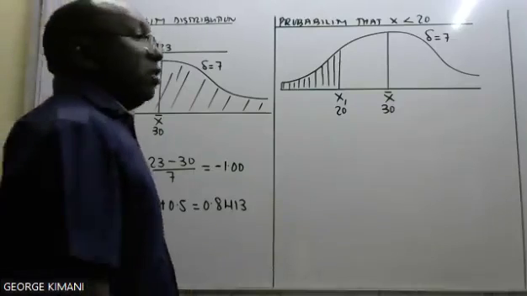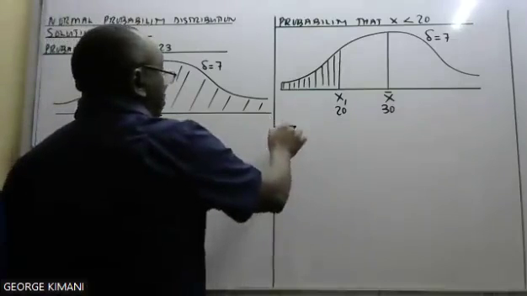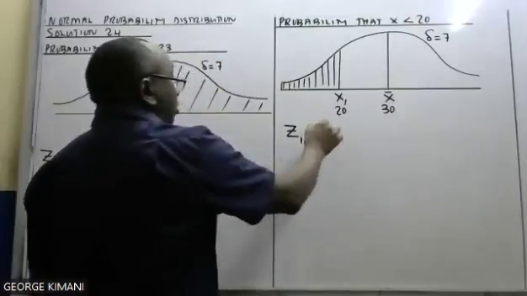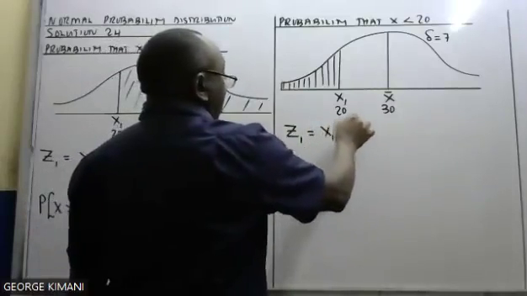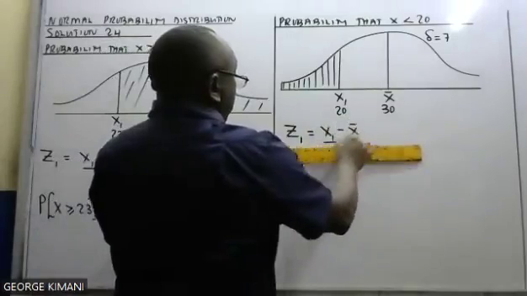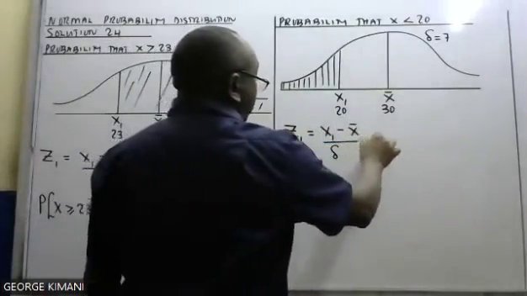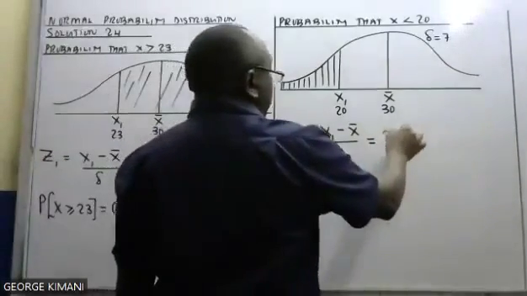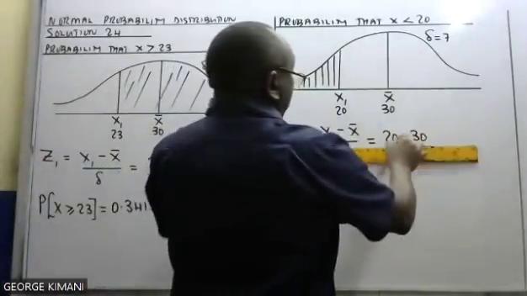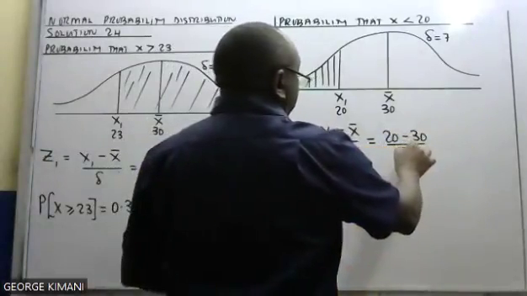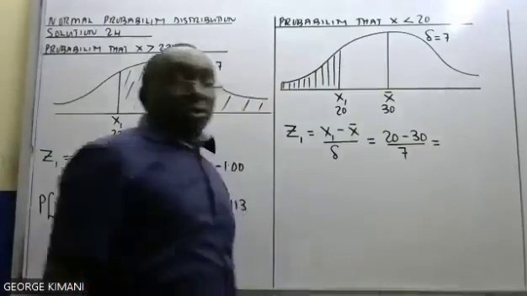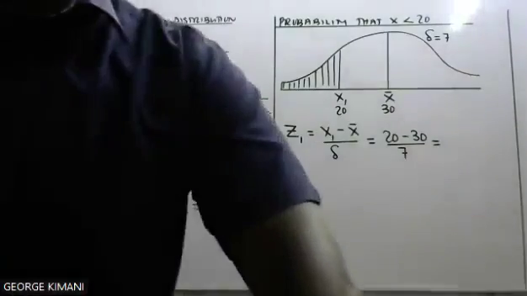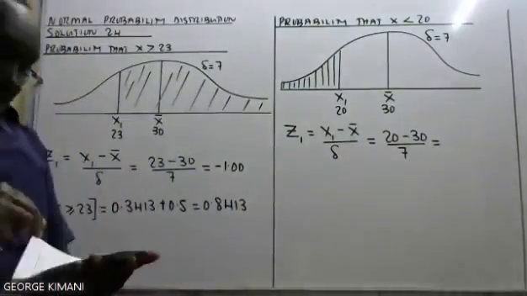Once you are done with shading, you compute now Z1, which is equal to X1 minus X bar. You divide by standard deviation. So this will be 20 minus 30. You divide by 7. So give me the value to 2 decimals. Give me the answer to 2 decimals.